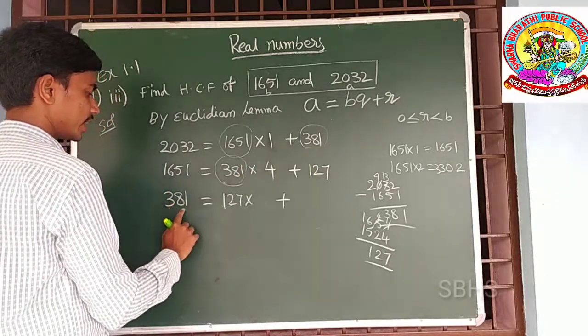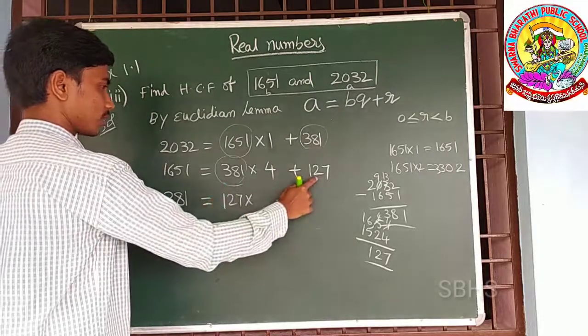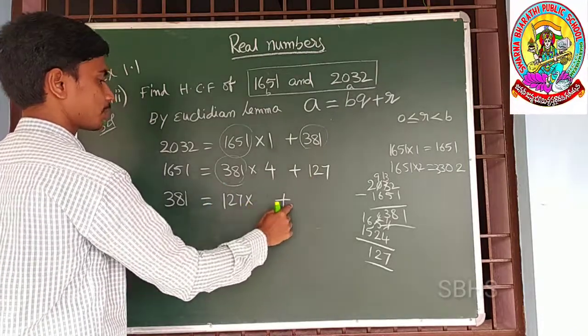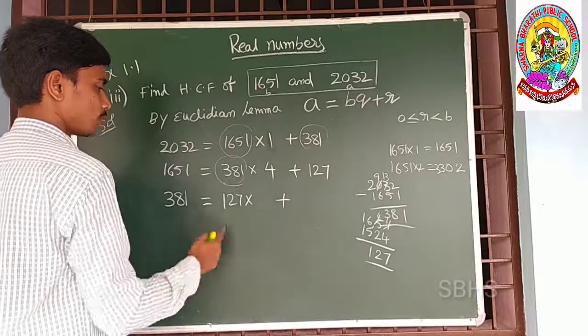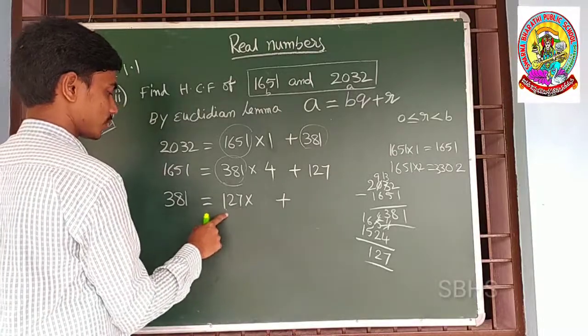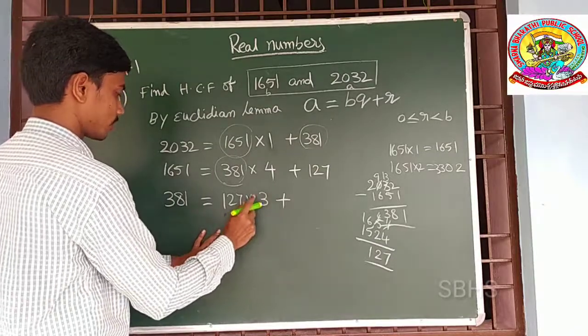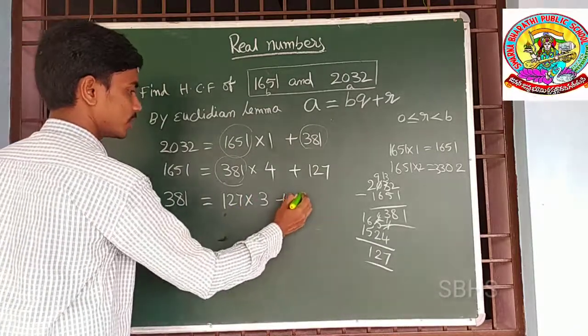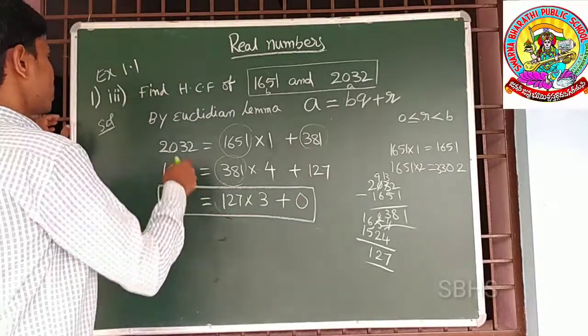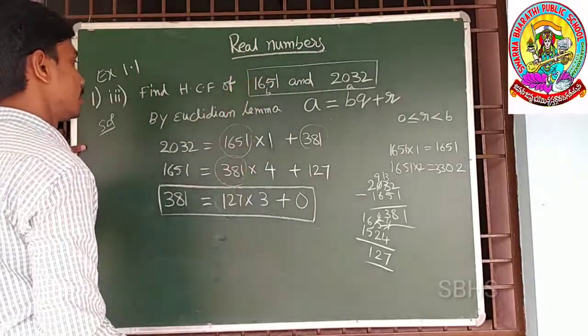Now try to express this 381 in the form of 127 times something plus something. 127, 2 times 254, 3 times 381. So 3 times gives 381, and the remainder should be 0. So this is the Euclid division algorithm lemma.